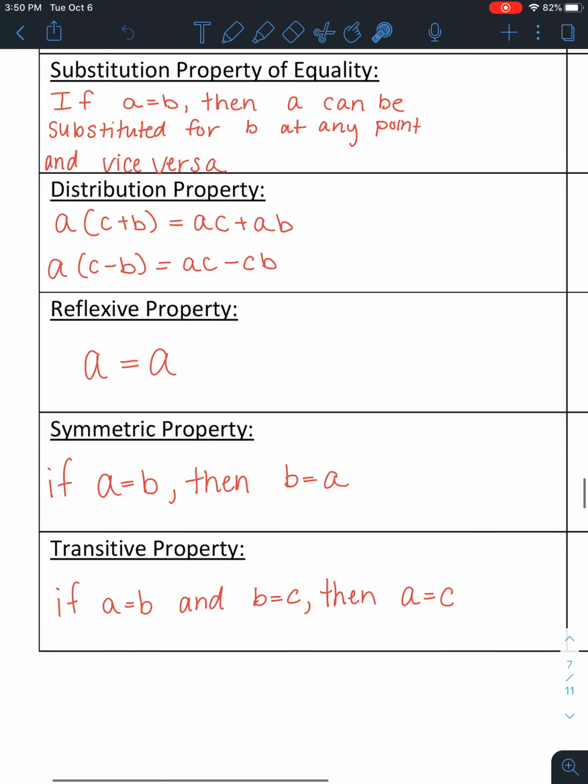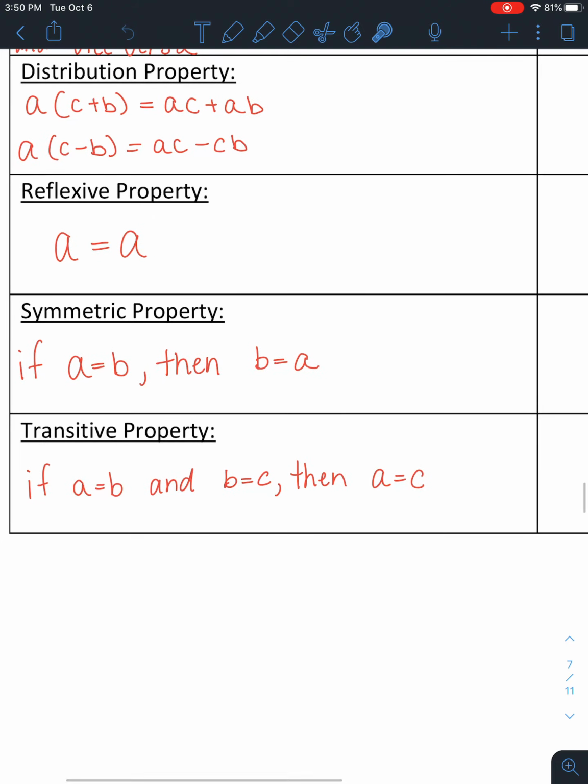Distribution property, again, if we have a number on the outside, we can distribute it to the inside. It works the same way when they're subtracting on the inside. Reflexive property just says, hey, 3 is 3, A is A, B is B. Symmetric property is saying that we can flip where things are. If A equals B, then hey, B also equals A.